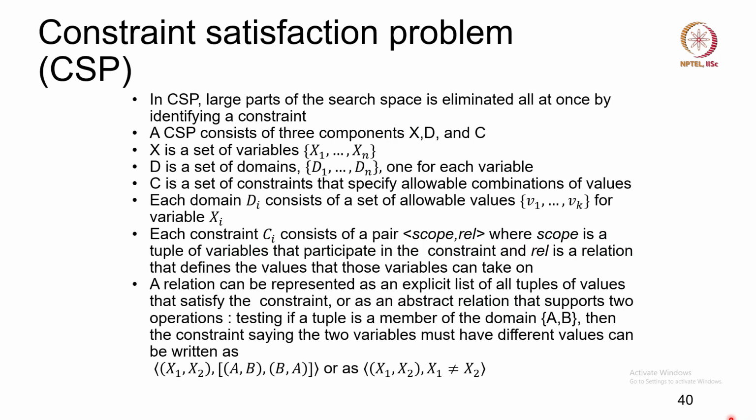Okay, so let us look at constraint satisfaction problems. So what are constraint satisfaction problems? You have some constraints in the problem and those constraints will make it easier to find a solution because they remove a part of the search space because of the constraints that it has.